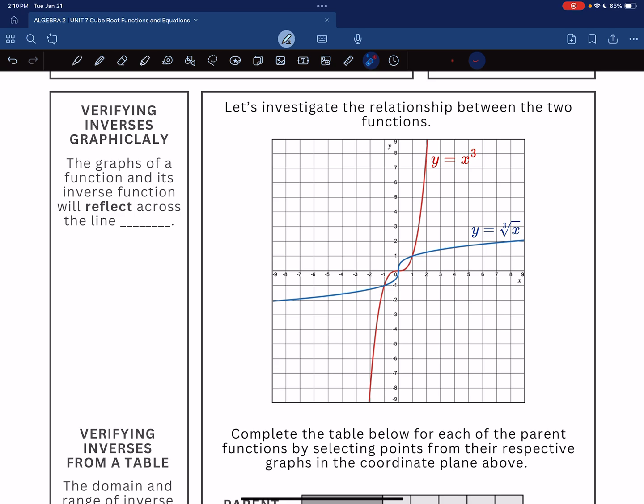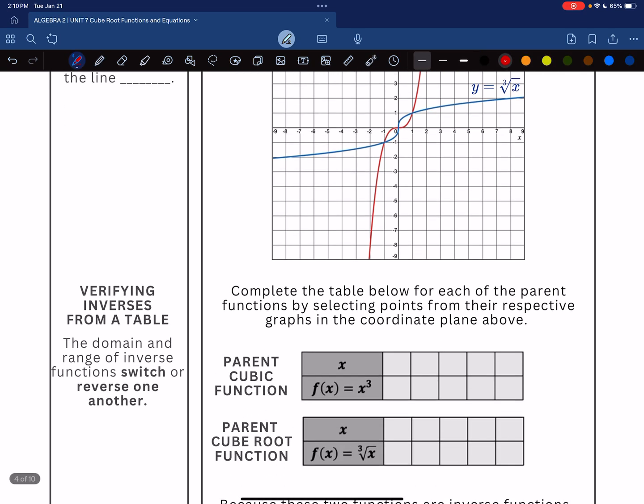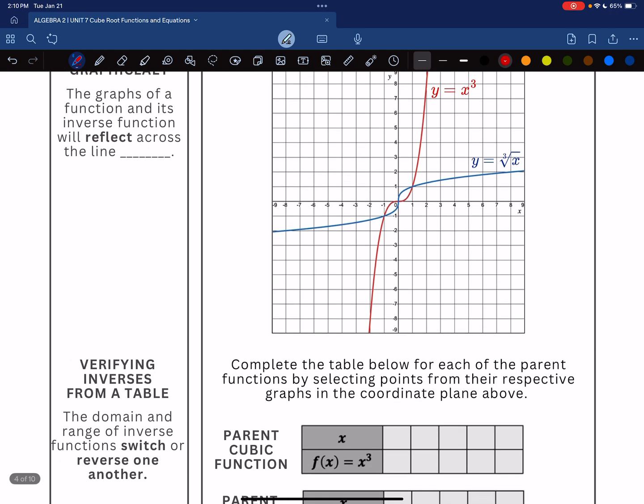In red, we have the function y equals x cubed. That is our cubic function. And in blue, we have our cube root function. That's y equals the cube root of x. So let's focus in on that red function to begin with. And I actually want us to complete this table below for the parent function that's graphed up above.